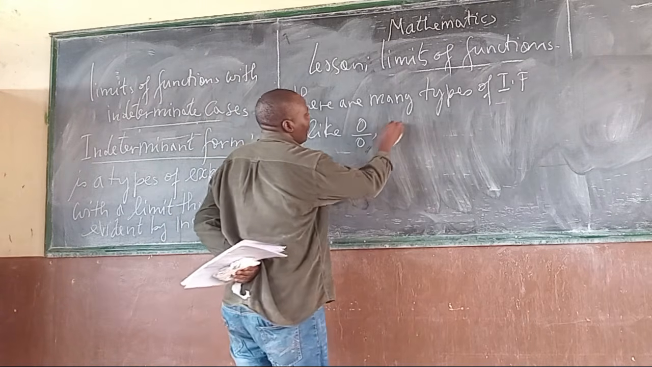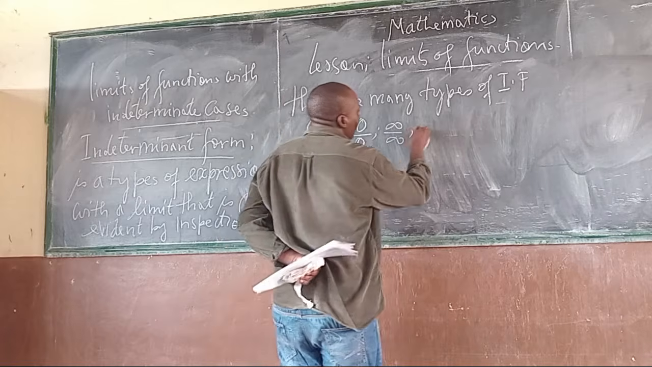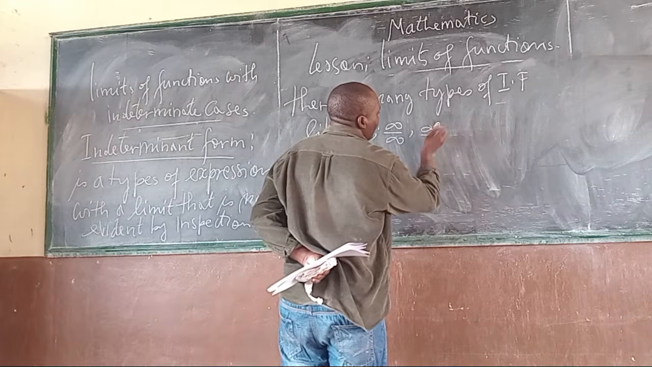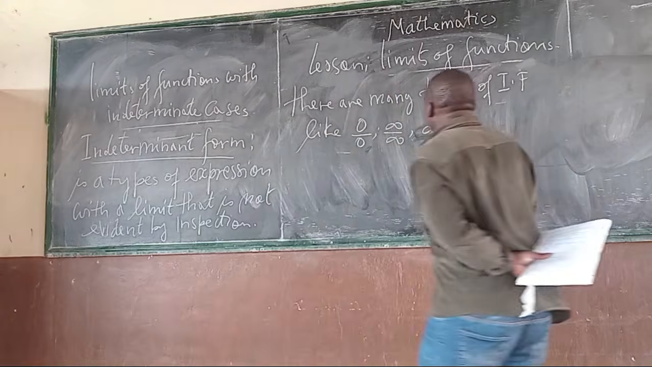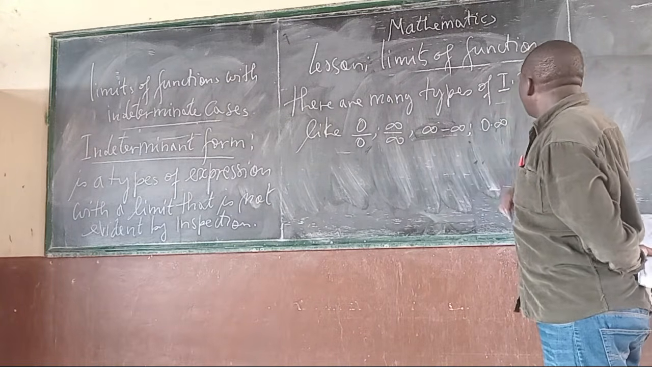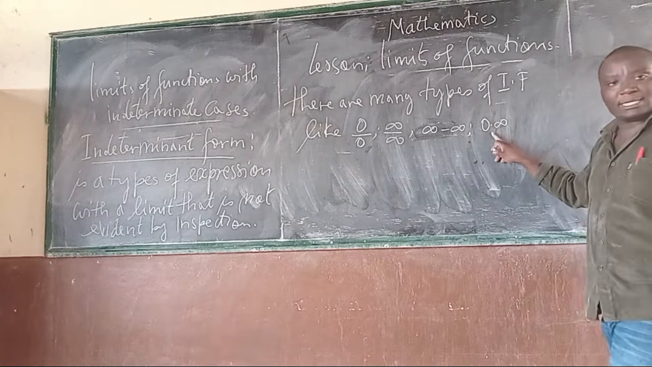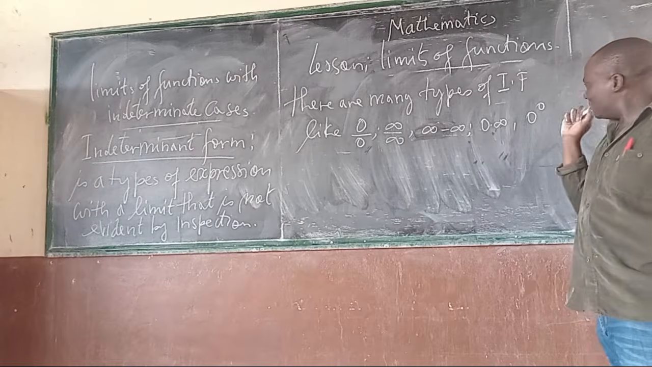The second, infinity out of infinity. The third, infinity minus another infinity. Then the fourth, 0 times infinity. This form again cannot have a clear meaning. Again, 0 power 0 cannot be equal to 1.